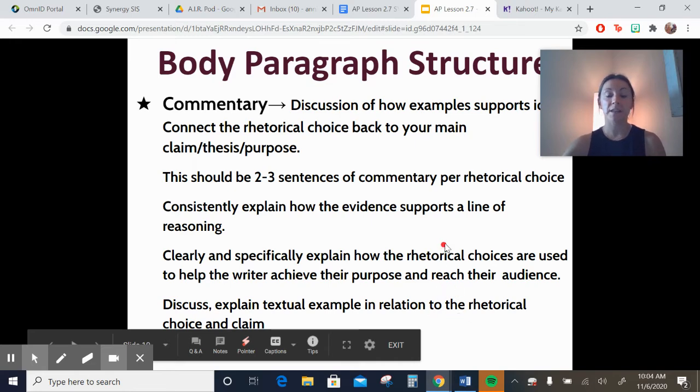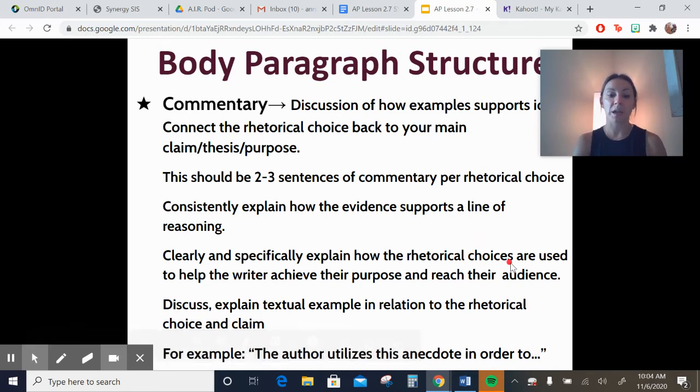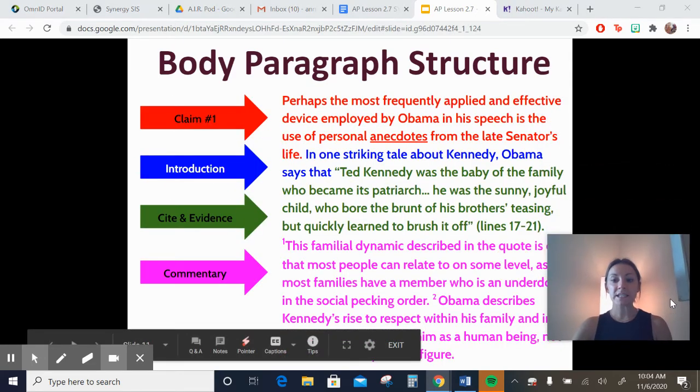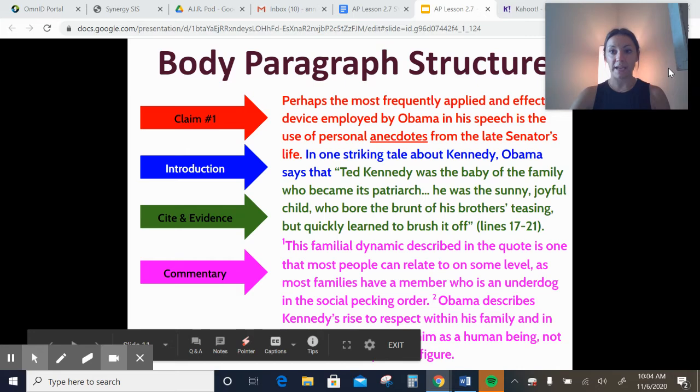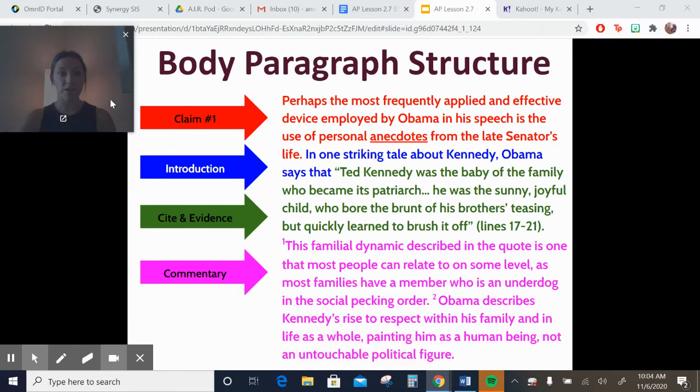Discuss and explain the textual example in relation to the rhetorical choice and the claim. Okay, so think back to purpose. "The author utilizes this anecdote in order to..." Okay, that's a sentence starter that you can use for commentary. This is an example for you. So this is an example of what you can do to write these body paragraphs.